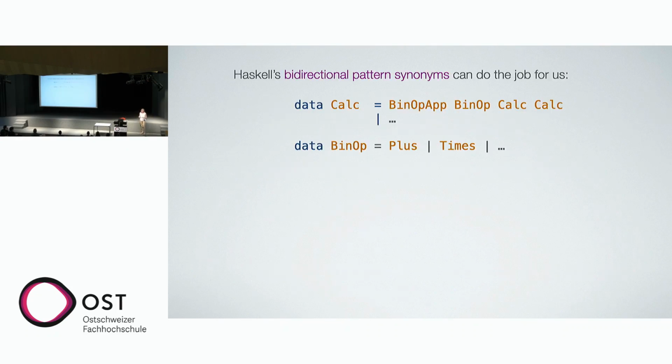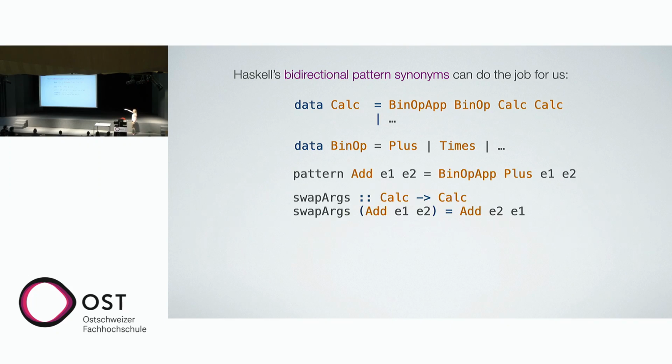Now, luckily, one nice solution for this is Haskell's bidirectional pattern synonyms. I guess most people will know what they are, but if you don't: in Haskell you can have complicated patterns. For example, here I have a data type for calculation, and for binary ops I parameterize it with the operator, and the operator can be plus, times, and so on. So simple addition is fairly long. Then I can make a pattern Add E1 E2, which is a synonym for the pattern BinOp with plus, E1, E2. And now I can use this pattern synonym both to pattern match, to deconstruct, and to construct.